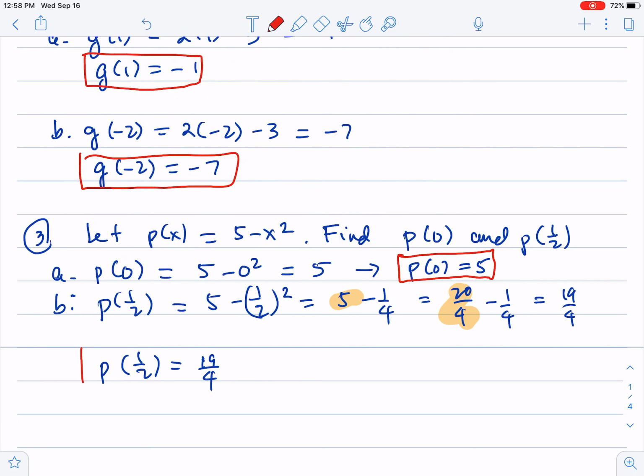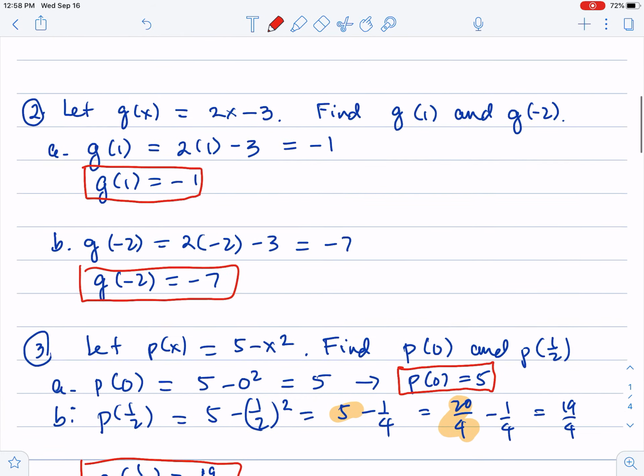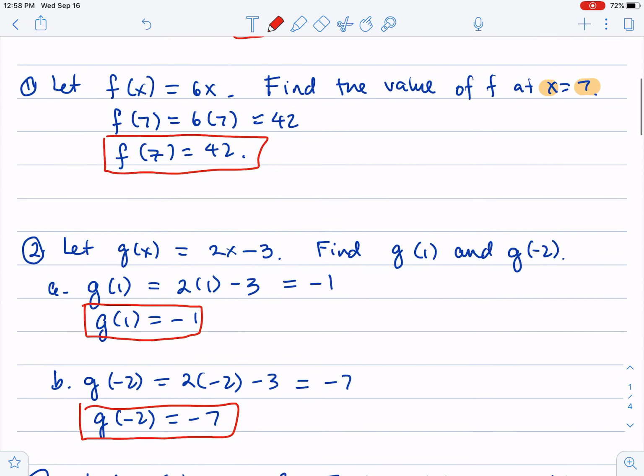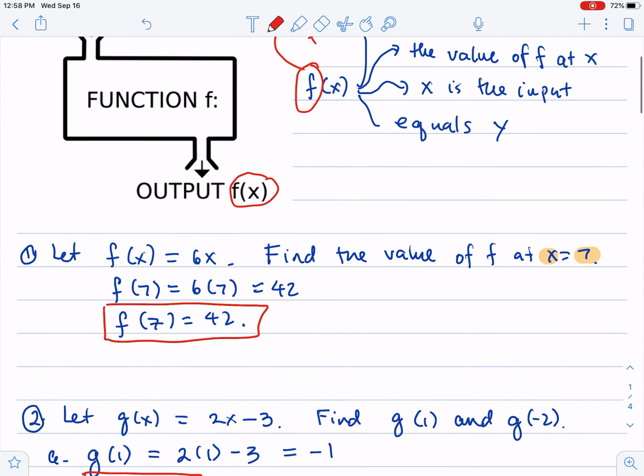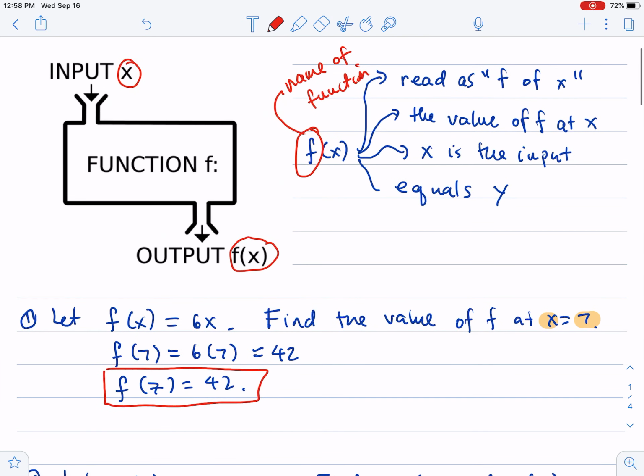Okay, so ganyan lang yung paggamit ng notation, function notation, at pag-evaluate ng functions. Alright, so maraming salamat. Sana ay nag-enjoy kayo. In the next video ay titignan natin yung graph of functions.